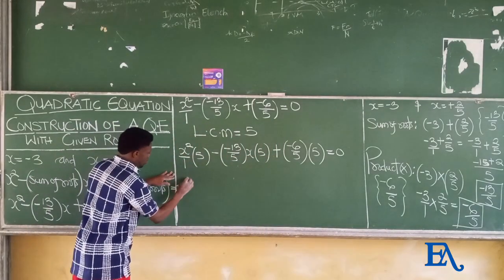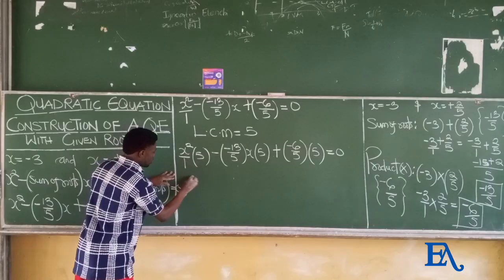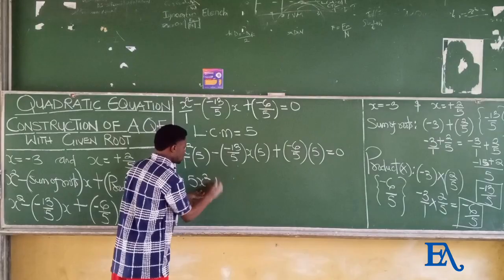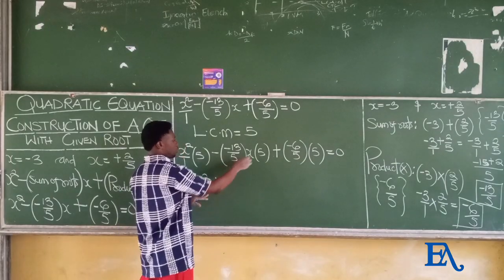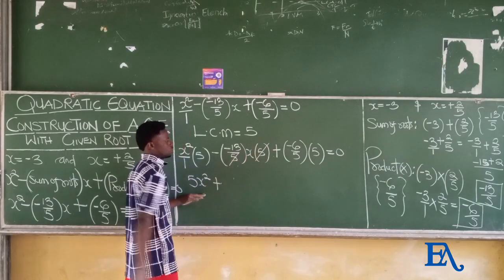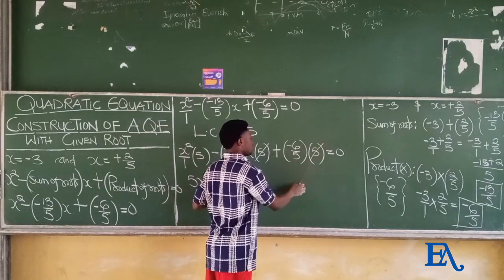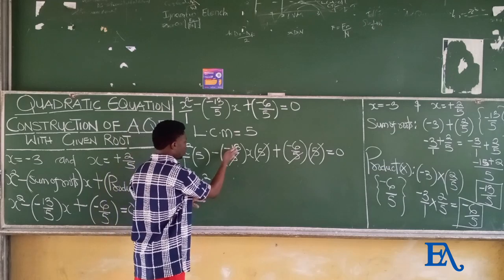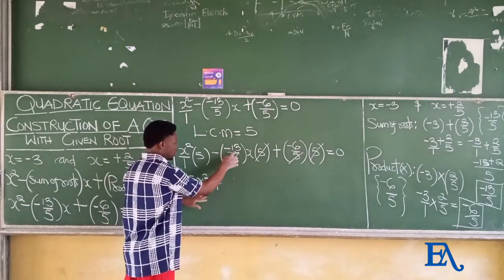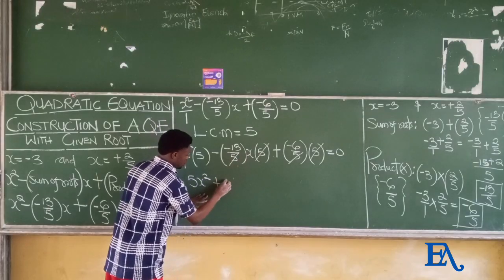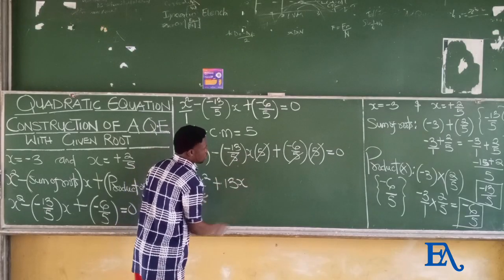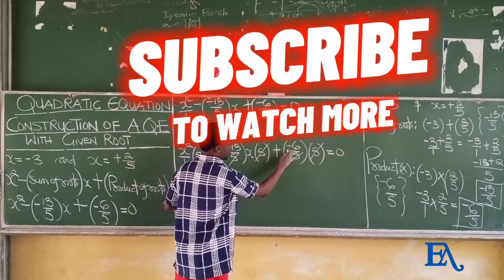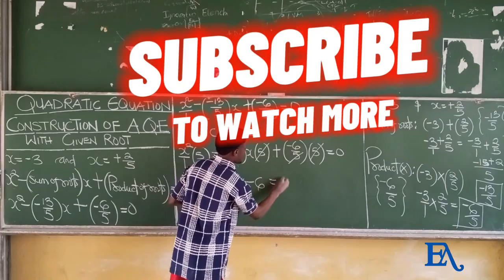So 5 times x squared gives 5x squared. Minus times minus is plus. At this point, this cancels this, and this cancels this. So we are left with what is written in the bracket below. 13 times this gives 13x. Plus times minus is minus 6, which is equal to 0.